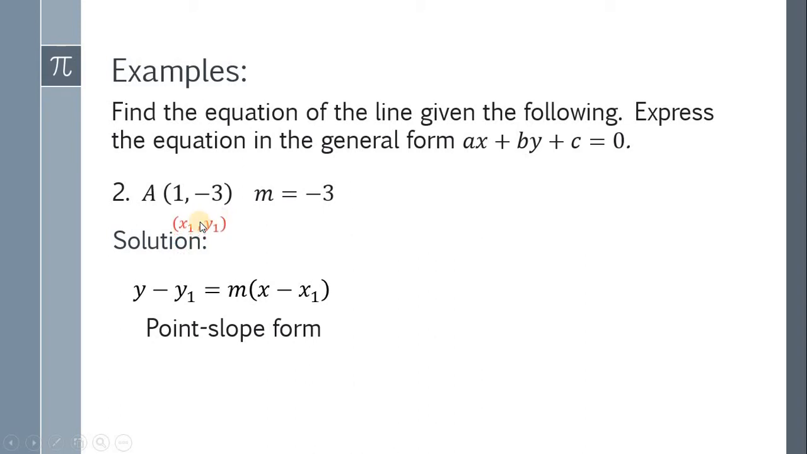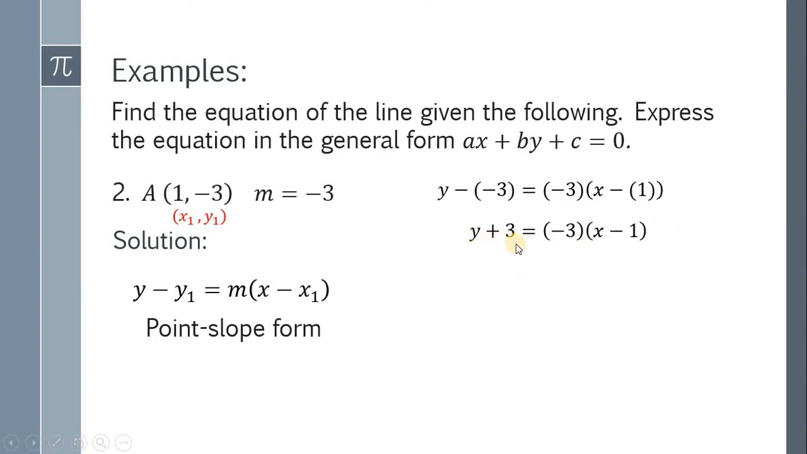Next, labelan natin. So, we have x sub 1, y sub 1, at saka meron tayong slope. Now, substitute. We have y minus negative 3 equals negative 3 times x minus 1. Simplify natin. We have y plus 3 equals negative 3 times x minus 1. Distribute natin yung negative 3. We have y plus 3 equals negative 3x plus 3.